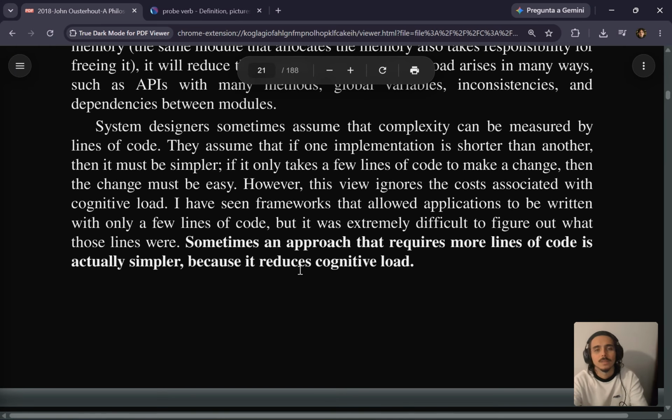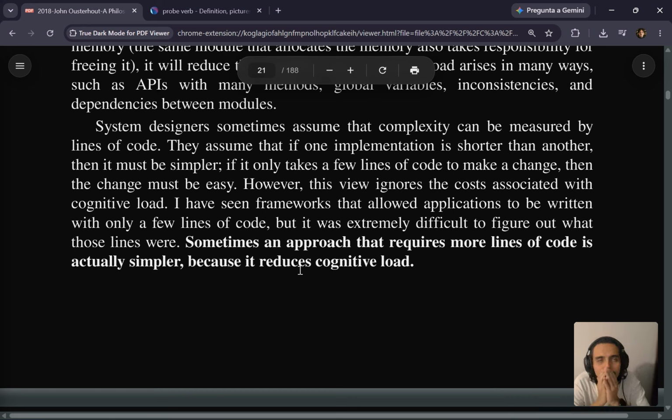System designers sometimes assume that complexity can be measured by lines of code. They assume that if one implementation is shorter than another, then it must be simpler. However, this view ignores the cost associated with cognitive load. I have seen frameworks that allowed applications to be written with only a few lines of code, but it was extremely difficult to figure out what those lines were. Sometimes an approach that requires more lines of code is actually simpler because it reduces cognitive load.